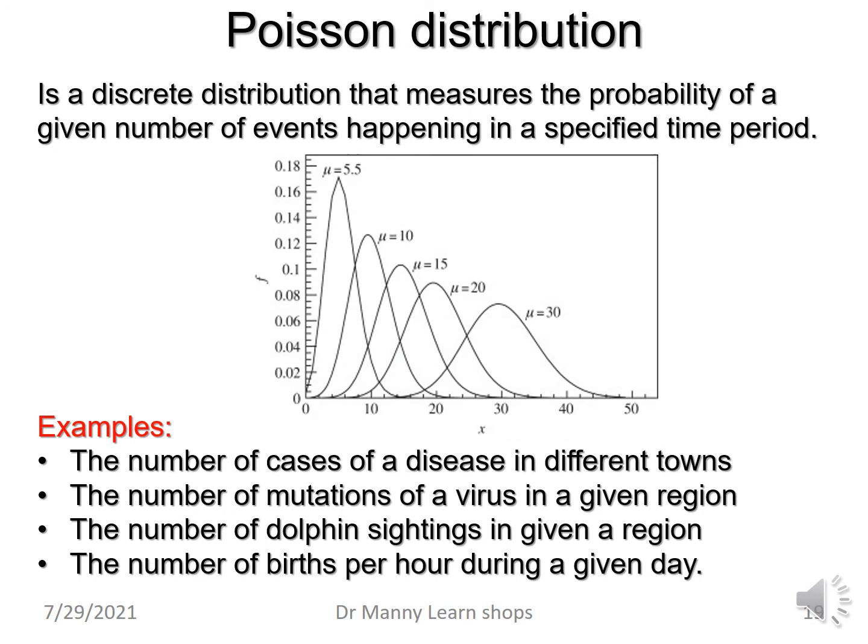The Poisson distribution is a discrete distribution that measures the probability of a given number of events happening at a specified time. Examples could be the number of cases of disease in a town, the number of mutations of a virus in a given region, the number of dolphin sightings in a given region, the number of births per hour during a given day.